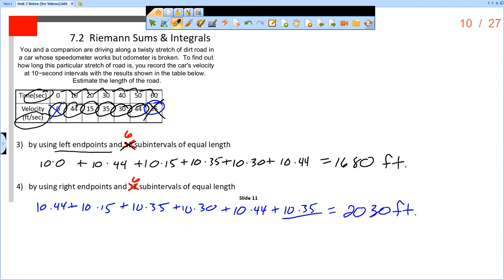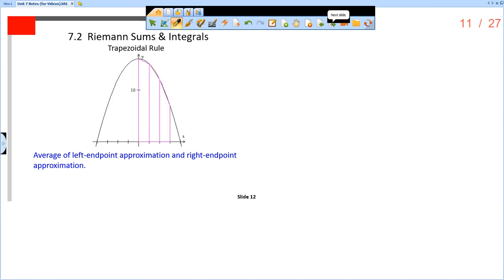All right. So let's keep going here. Now on to slide number 12. We also can use a trapezoidal sum, or a trapezoidal rule. But the trapezoidal sum is really just the average of the left hand and the right hand endpoints.